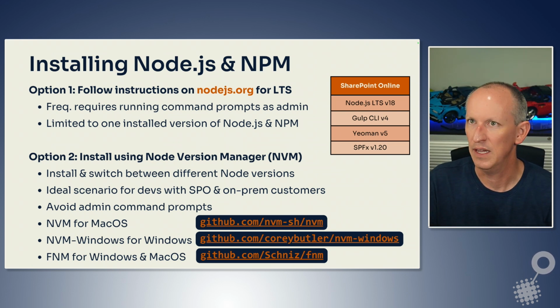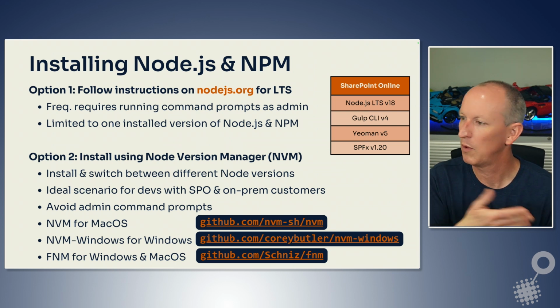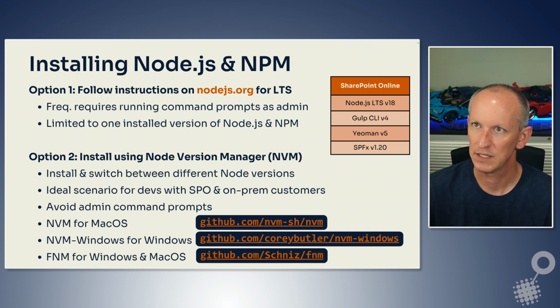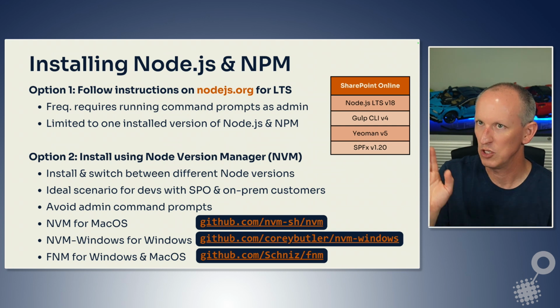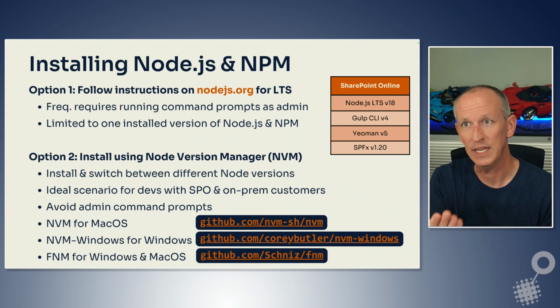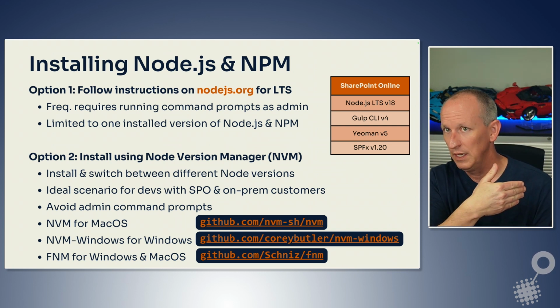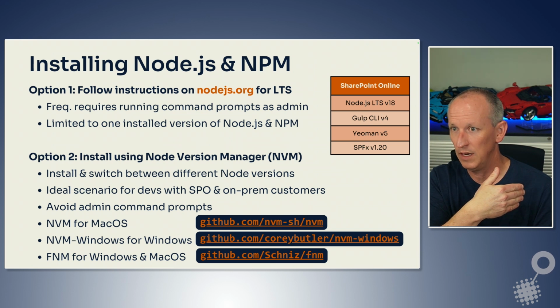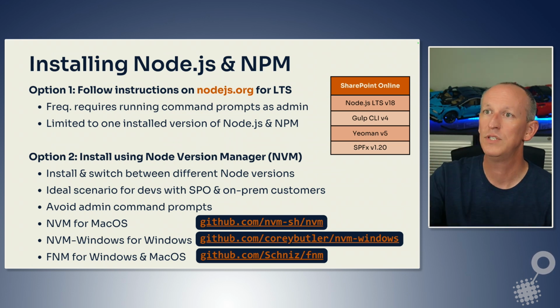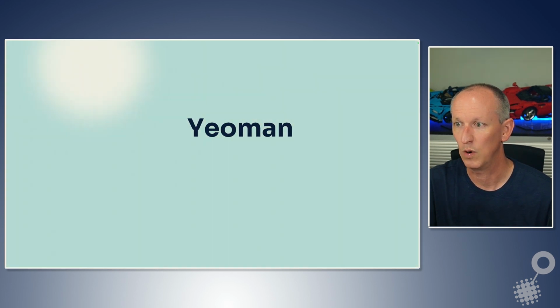The nice thing with FNM is that it's cross-platform. It works both on Windows and on Mac, and it's really fast. It's all written in Rust. I would do this because it allows us to have multiple versions of Node, and you'll see where the benefit is. I just ran the SharePoint Framework on a setup that I already had configured, because I'm using NVM. I'm going to go through a brand new setup with you in just a second and show you how this works.